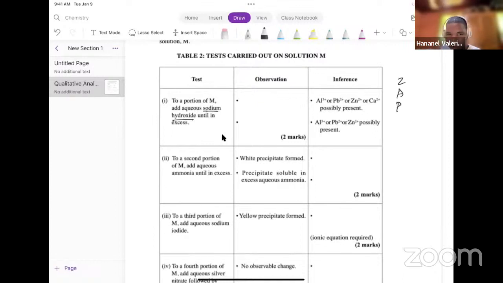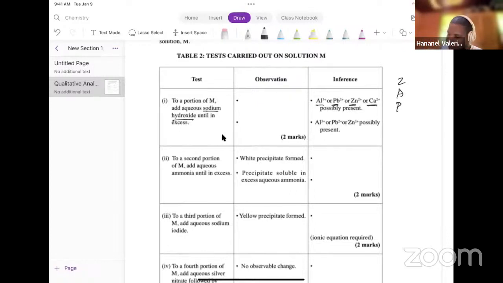I keep telling you all, watch out for ZAP, because ZAP will zap you like a zapper for real. So inference tells us aluminum or lead or zinc or calcium possibly present. So we have our threesome, well, our foursome in there.